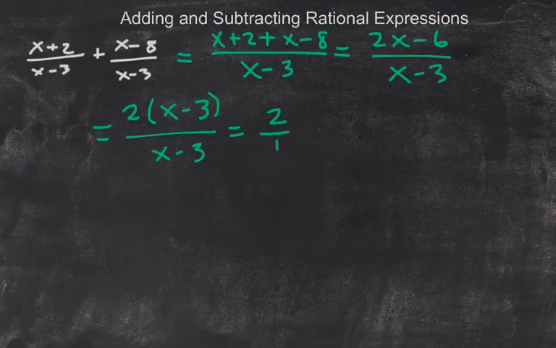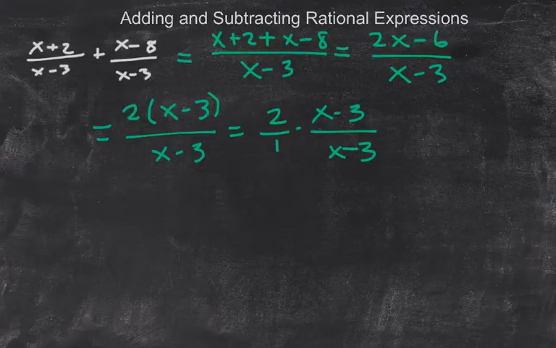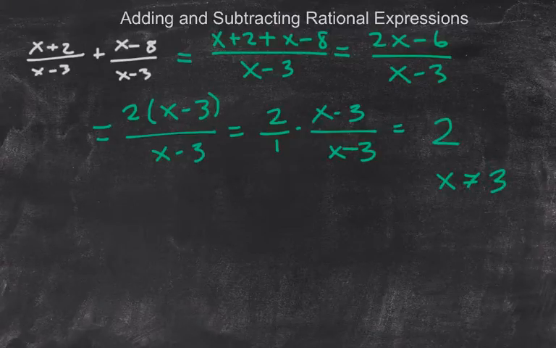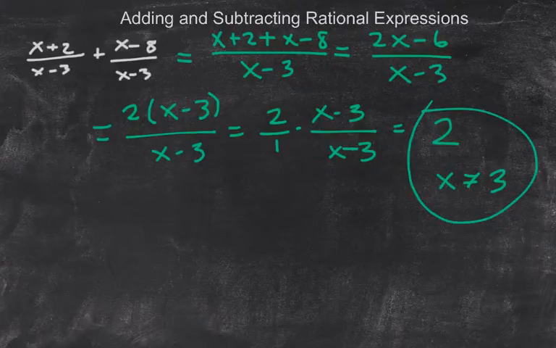I can rewrite this as 2 wholes times x minus 3 over x minus 3. And so x minus 3 over x minus 3 is a giant 1. So this just becomes 2 times 1, which is 2. Remember that I cannot have any x values that make my original expression undefined, meaning the denominator cannot equal 0. So I can say this original expression is equivalent to 2, except when x is equal to 3. So this is my final answer.